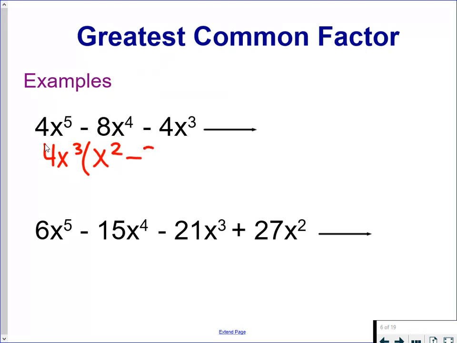Then I have minus 2x, and then what? Minus 1. Do not forget that placeholder. Because if we are undoing the distributive property, I should be able to look at it and distribute all the way back through. And if I didn't have the negative 1 there, I would have nothing to distribute the 4x cubed to. So make sure you put that 1 there.